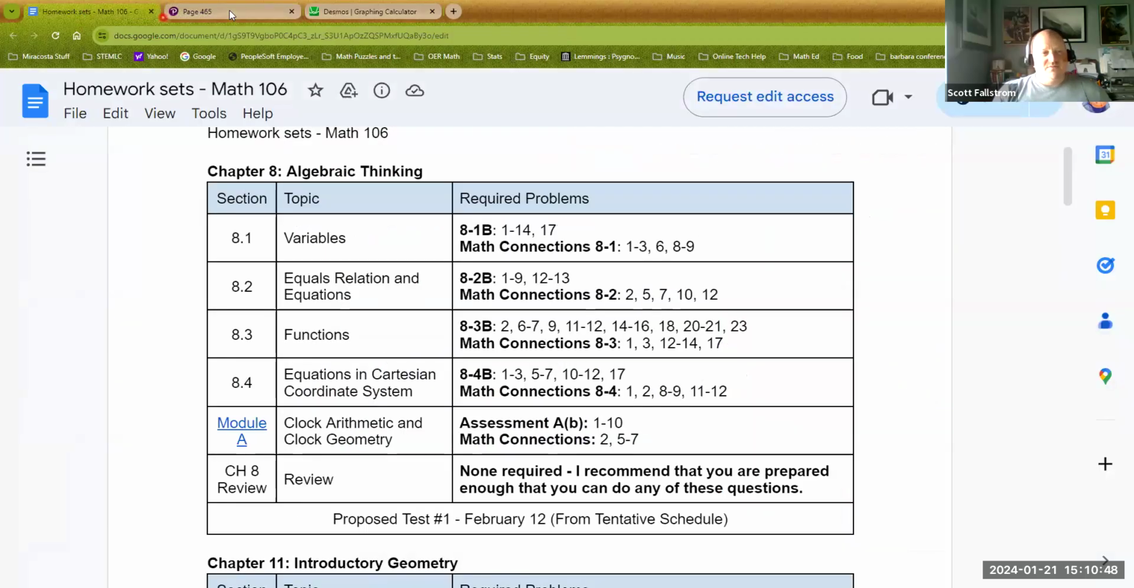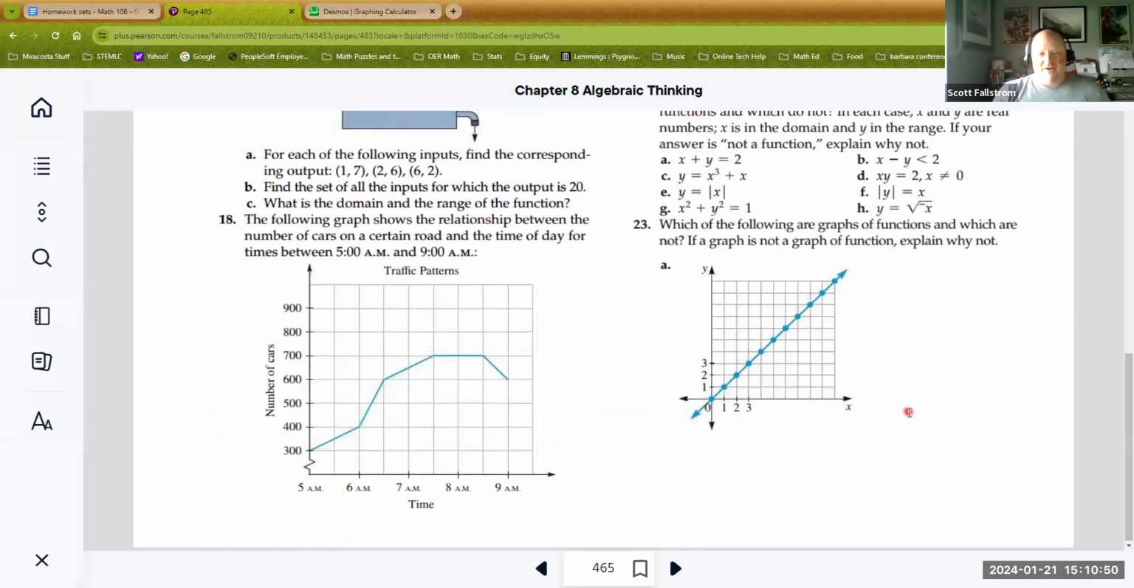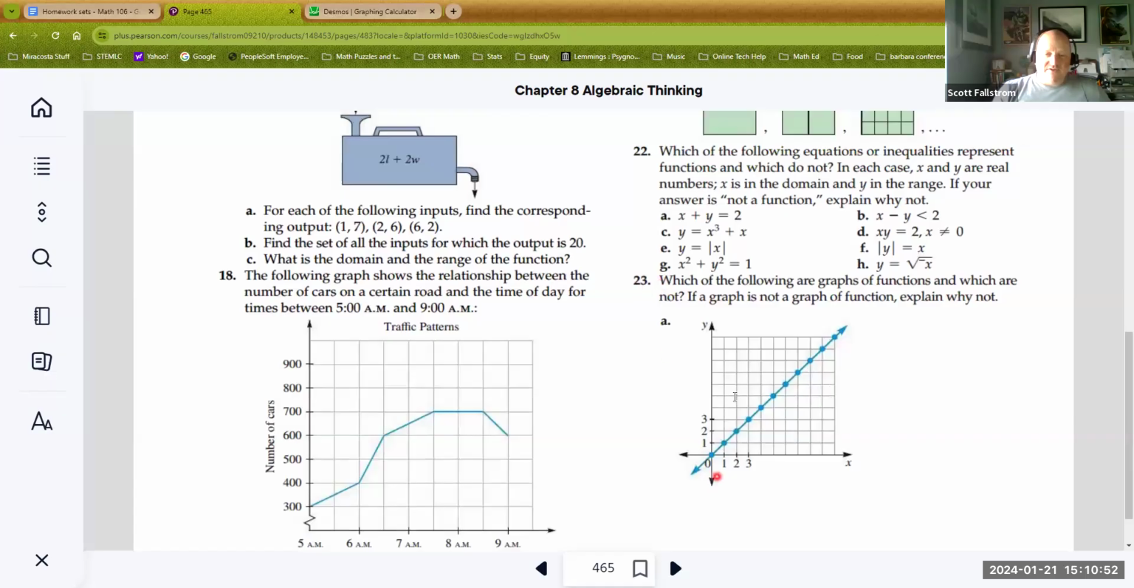All right, and the last one was 23, which is this graph right here. Now notice it does flow onto the next page, so be careful as you read. Which of the following are graphs of the function and which are not? If a graph is not a graph of a function, explain why not. So can you look at this picture and determine whether it is a function or not?